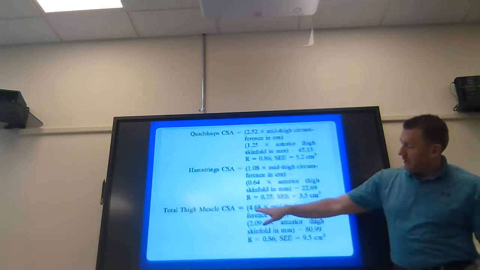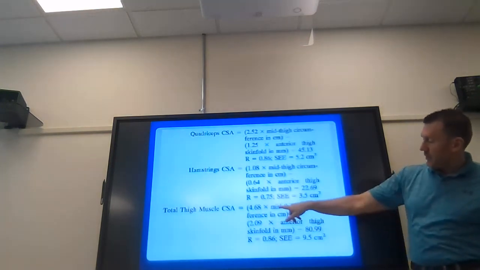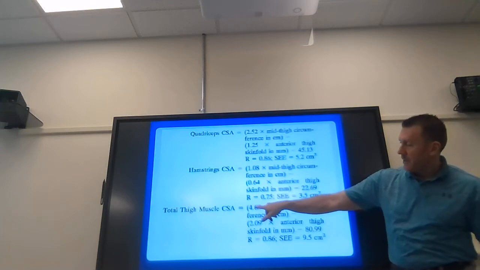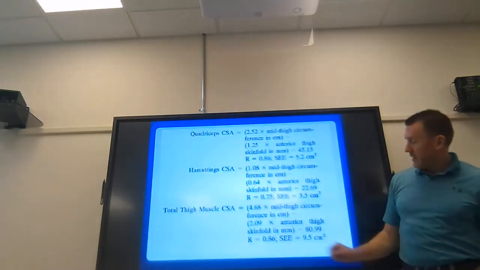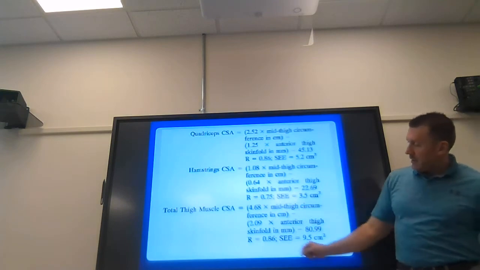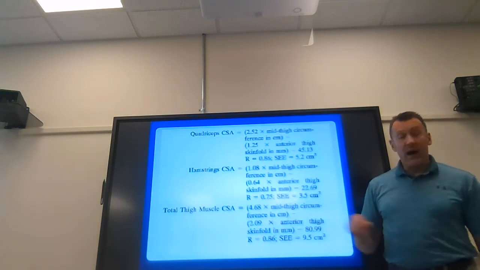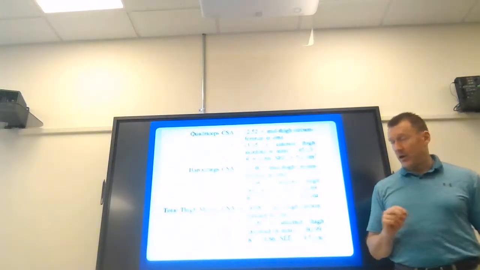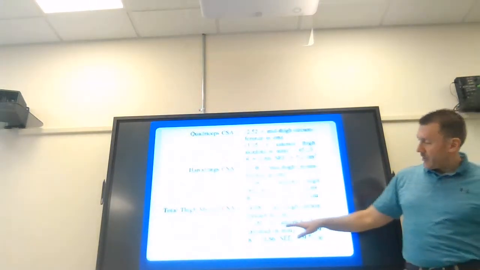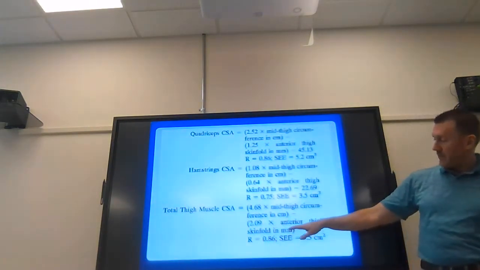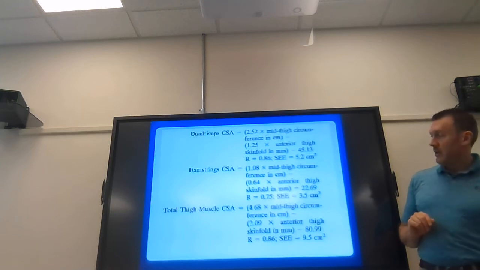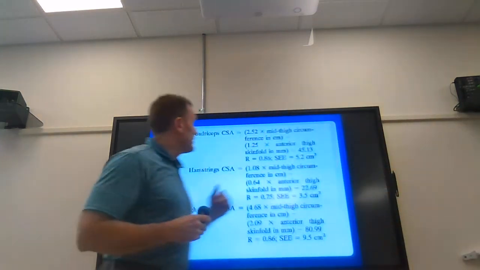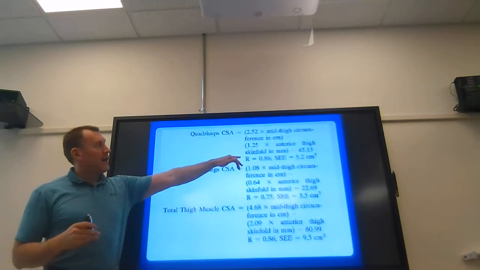So you'd have X, which would be your mid-thigh circumference times your first beta coefficient, 4.68, and then you'd subtract the product of 2.09, your second beta coefficient, multiplied by your anterior thigh skin fold in millimeters, and then your intercept is out here, minus 80.99.